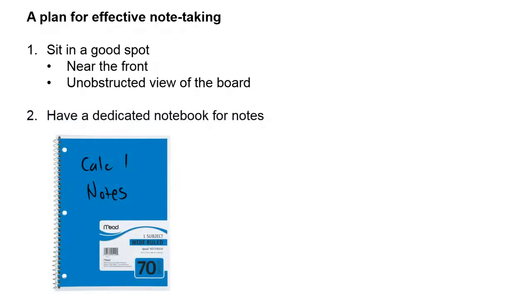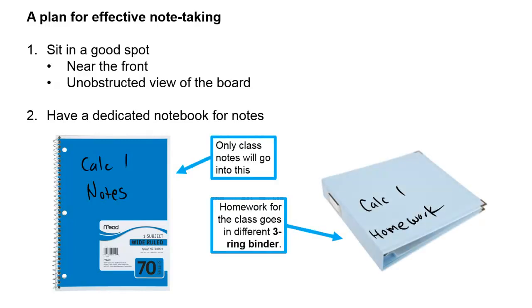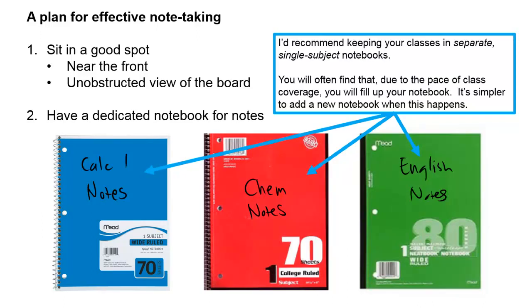Second step, have a dedicated notebook for your notes. So if you're taking Calc 1, have a Calc 1 notebook, and only your class notes will go into it. We mentioned this in the homework video earlier. You'd want to have a dedicated three-ring binder for your Calc 1 homework. I'd also recommend that you have separate single-subject notebooks for each one of your classes.